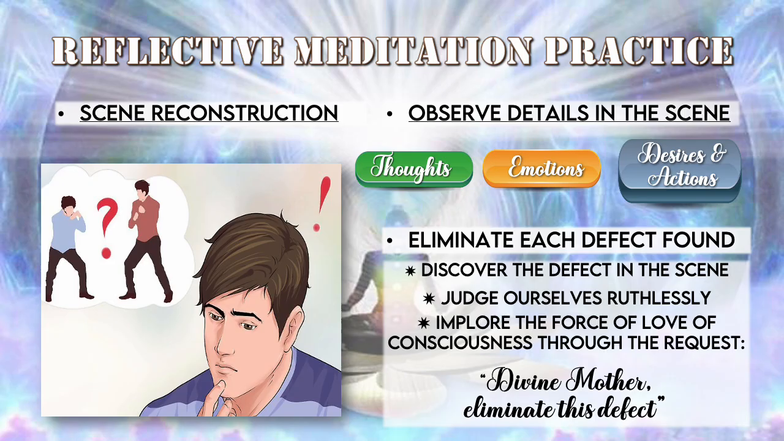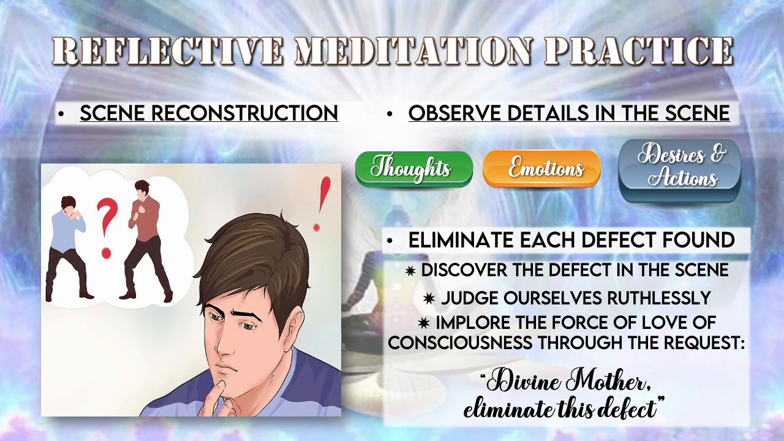Carefully, we'll be observing everything that appeared in that moment. We will observe each thought, each emotion, each desire, and each word or action that arises in that situation. In this way, we begin to recognize the different aspects of the ego that were acting there within us. For every detail that we discover, we will ask our Divine Mother for help in eliminating it. You may do this with a simple inner request, such as, Divine Mother, please eliminate this defect from me.